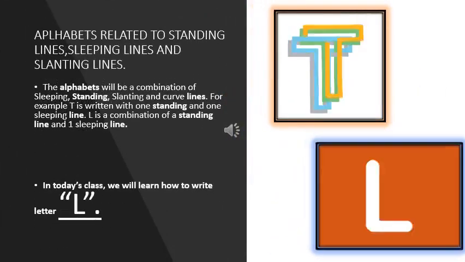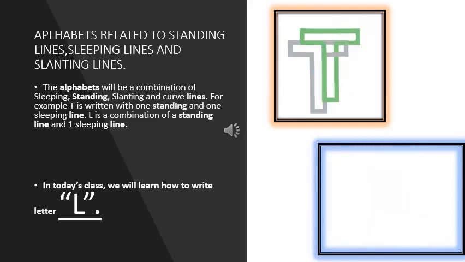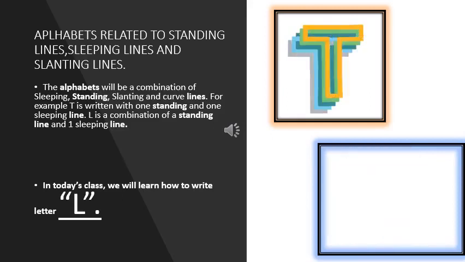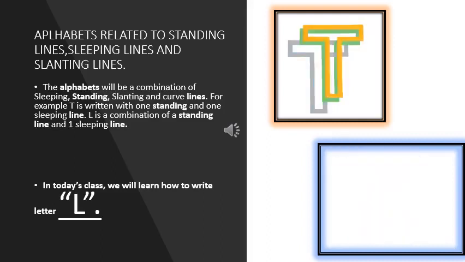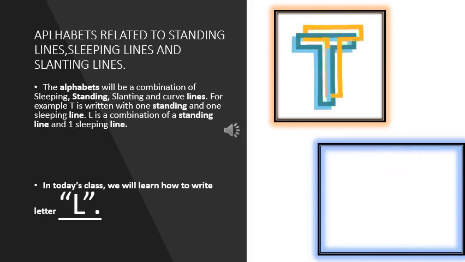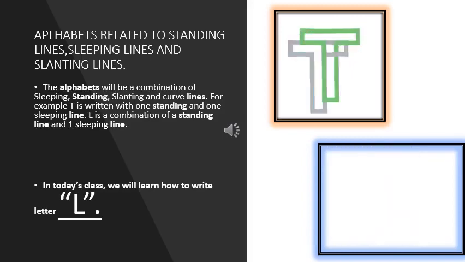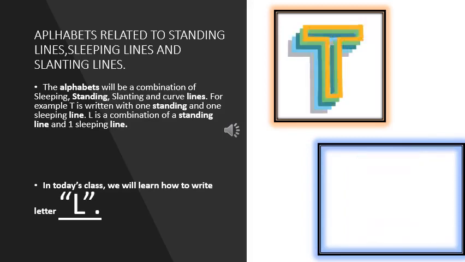In this slide, we will learn about how alphabets are related to standing line, sleeping lines and slanting line. First of all, look at the point given. The alphabets will be a combination of sleeping, standing, slanting and curved lines. For example, letter T is written with one standing line and one sleeping line. Similarly, letter L is a combination of a standing line and one sleeping line. In today's class, we will learn only how to write letter L.